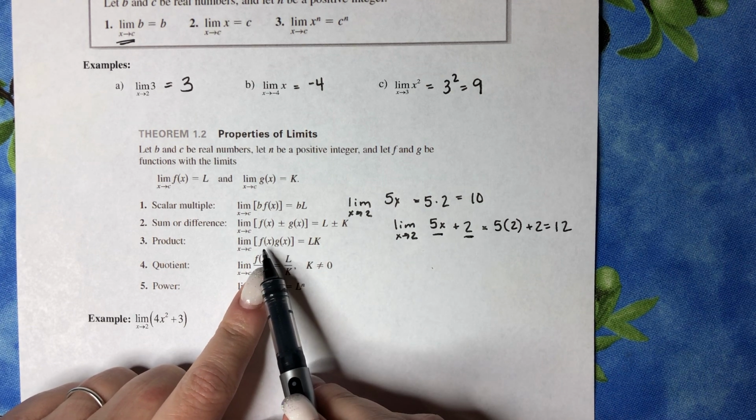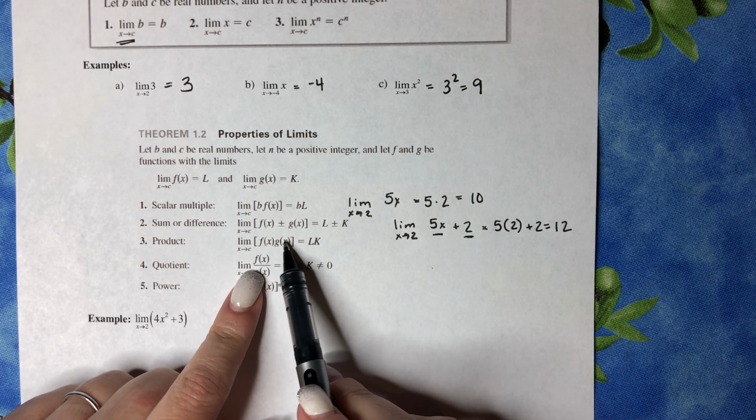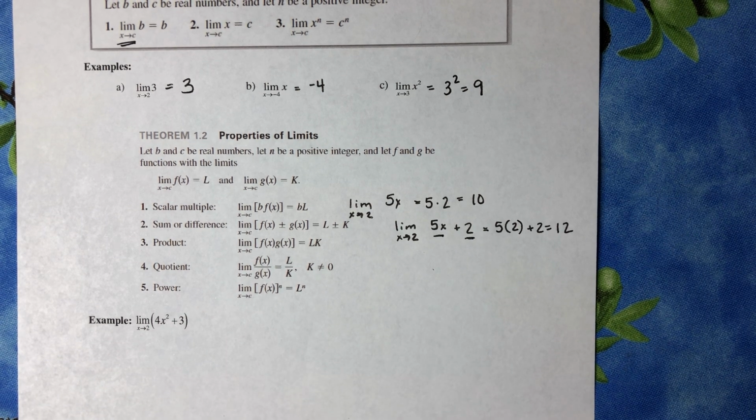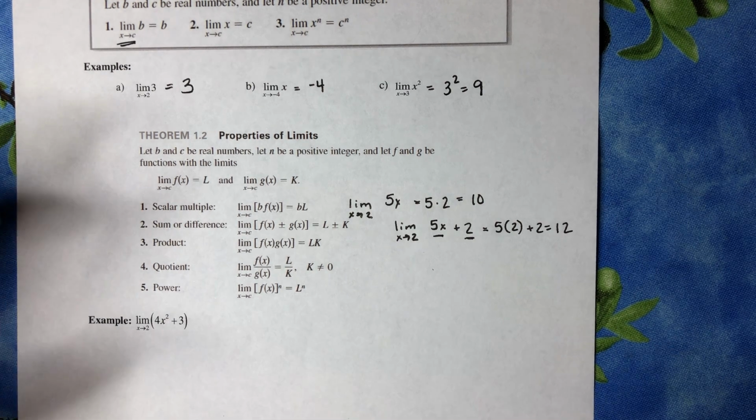Now this one's going to tell you right here, this is your multiplication rule. So if you have 2 separate things that are multiplied together, you can find the limit of them separately and multiply them.